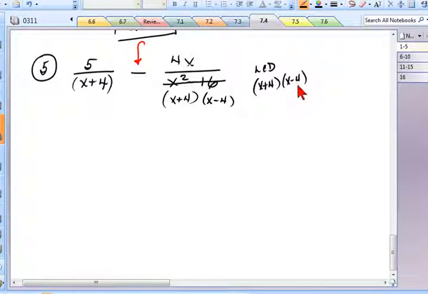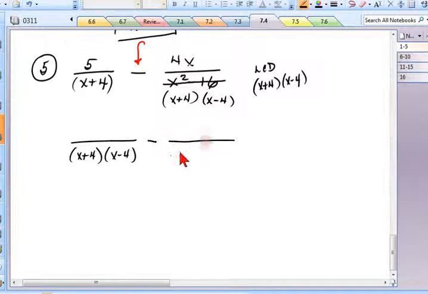Do I need anything squared? No, because there was nothing squared in either one of the denominators. So I need one of every different kind of factor. I have an x plus 4, got to represent it. Got an x minus 4, got to have it. X plus 4, x minus 4. Minus sign. X plus 4, x minus 4.